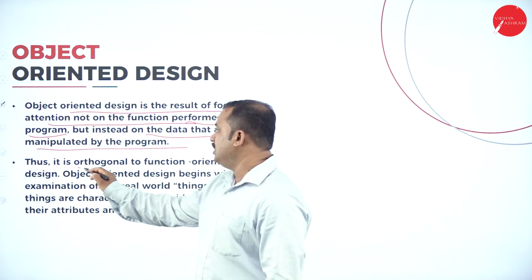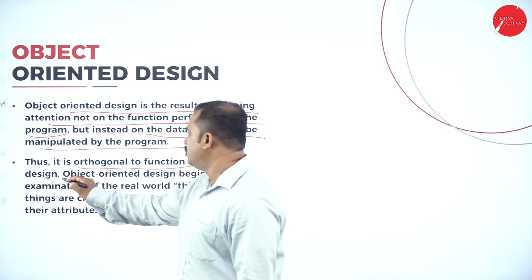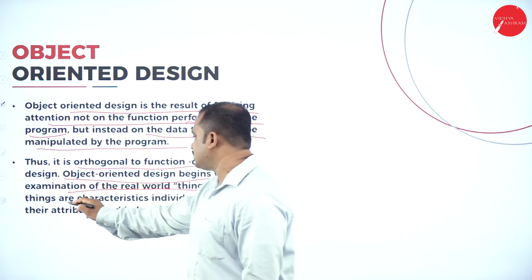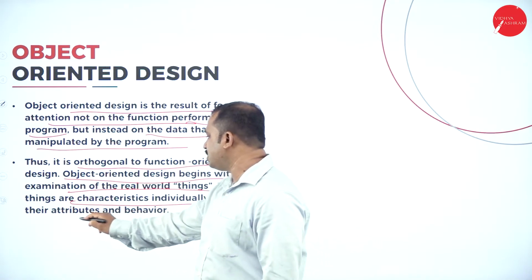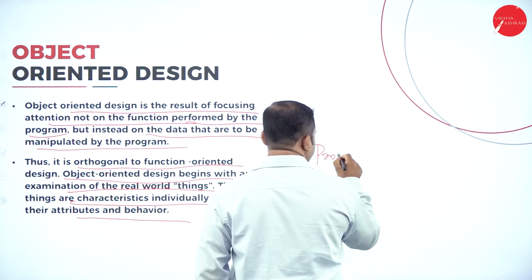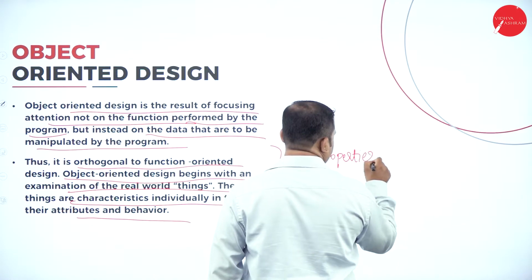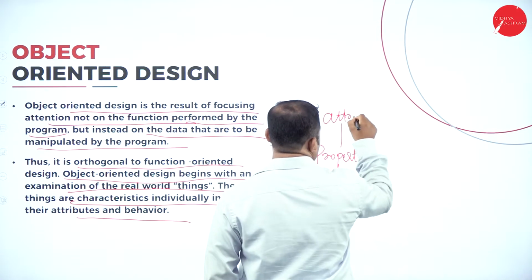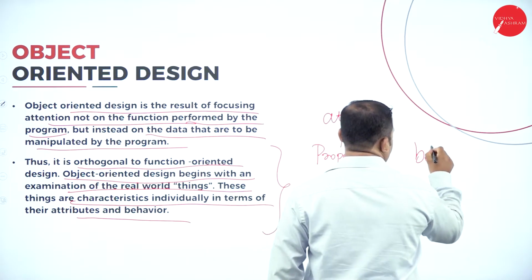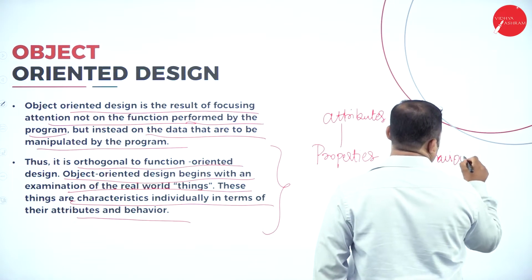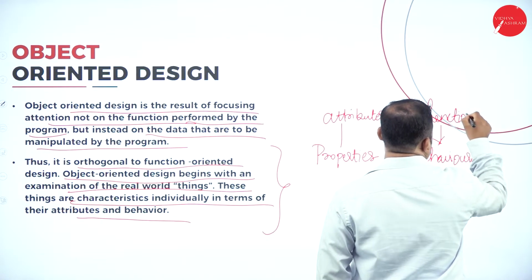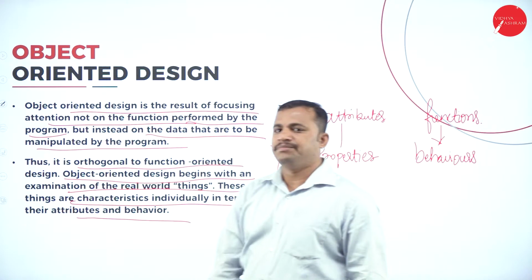It is orthogonal to function-oriented design. Object-oriented design begins with an examination of real-world things. These things are characterized individually in terms of their attributes and behavior. That means attributes indicate the properties of that. Behaviors indicate the functions of that. So that is the meaning of that.